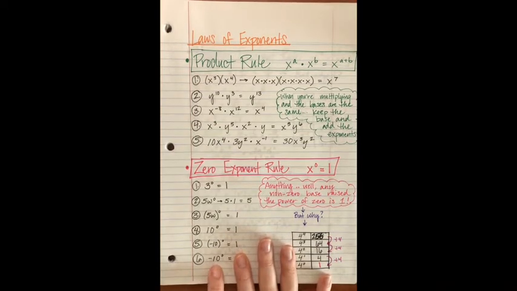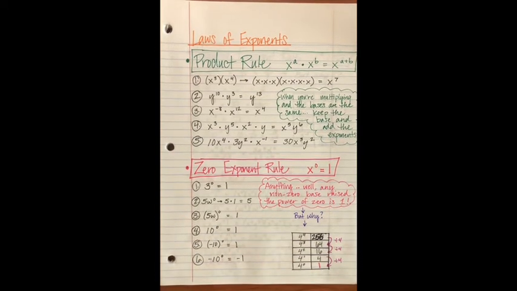Now, this might seem like it's 1 also, but that little negative is not included in the base. So this is actually 10 to the power of 0, which is 1, and then you stick a negative out front. How we say it in math is the opposite of 10 to the power of 0, which would be the opposite of 1, which is negative 1.